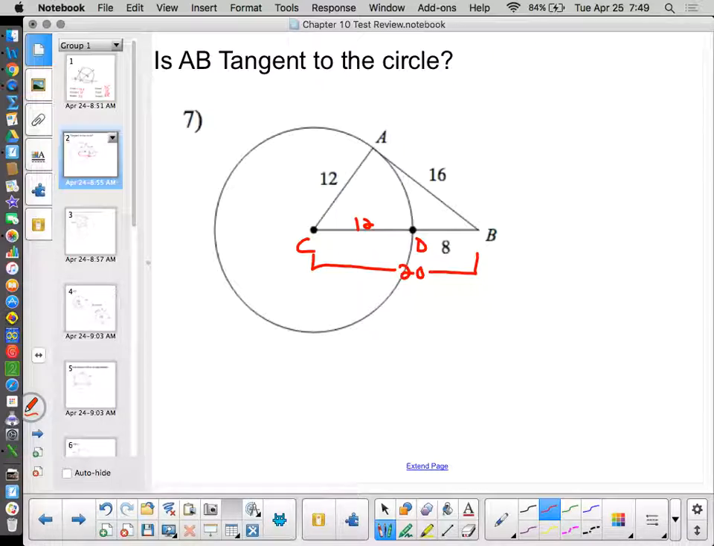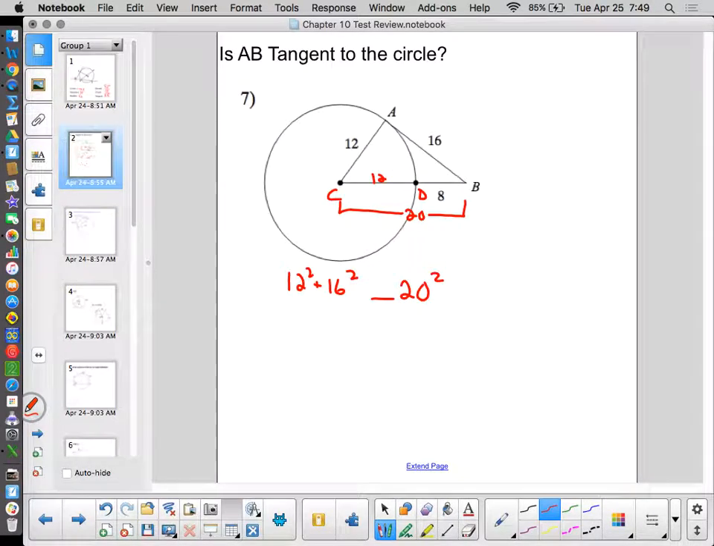Pythagorean theorem. I check to see if a squared plus b squared equals c squared, and which side is going to be the long side? Which one has to go by itself? The 20 has to go by itself. So I check 12 squared plus 16 squared compared to 20 squared.